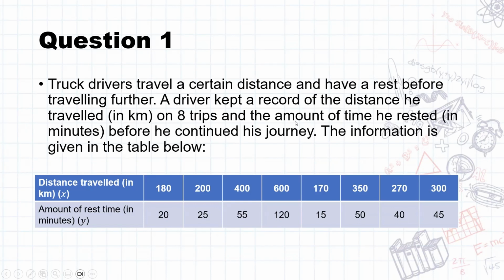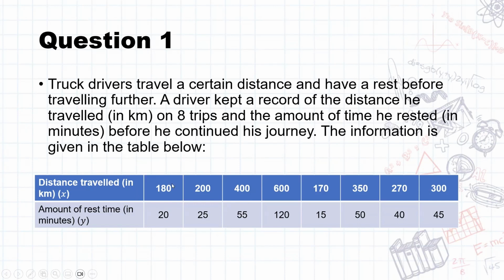Okay, so question 1 says, truck drivers travel a certain distance and have a rest before traveling further. A driver kept a record of the distance he traveled in kilometers on 8 trips and the amount of time he rested in minutes before he continued his journey. The information is given in the table. He traveled 180 kilometers and rested for 20 minutes. He traveled 200 kilometers, he rested for 25. He traveled 400 kilometers, and then he rested for 55 minutes, and so on.